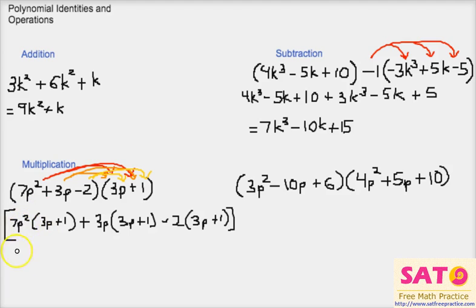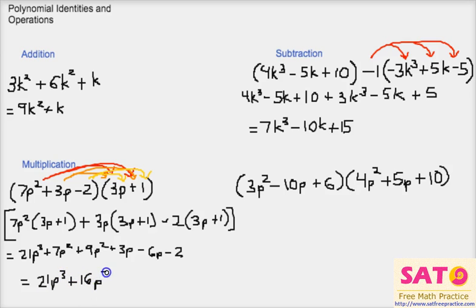Let's simplify this. So we'd have 21p to the third power plus 7p squared plus 9p squared plus 3p minus 6p minus 2 equals, now let's combine like terms, 21p to the third plus 16p squared minus 3p minus 2. Whew, that's pretty long, but this is our final answer.